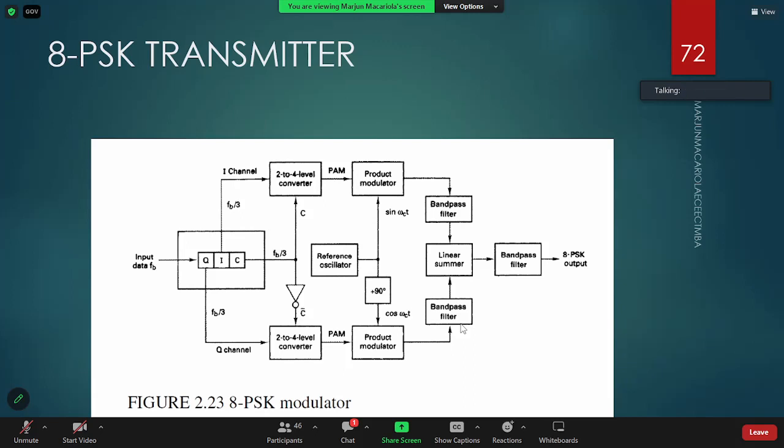Okay? So what are these Q, I, C? Okay? So the Q stands for the quadrature bit. The I is the in-phase bit.